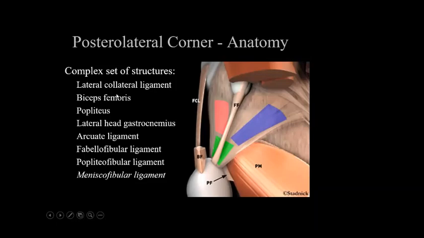One of the ones that you will probably remember very well is the lateral collateral ligament, the biceps femoris, the popliteus tendon, the arcuate ligament. The other ones may not always be present. They are variable. Sometimes they are present, sometimes they are not. But the constant structures are the ones that I listed just now. These are the constant structures of the posterolateral corner of the knee joint.